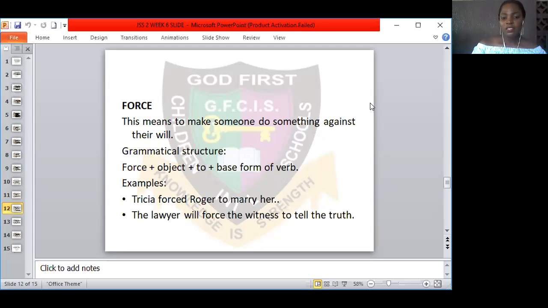Take a look at this sentence. Trisha forced Roger. Trisha is the subject in this sentence, forced is the causative verb, and Roger is the object. To and marry: marry is the base form of the verb. So this sentence follows the proper structure and it makes it a complete sentence. Another example: the lawyer will force the witness to tell the truth.